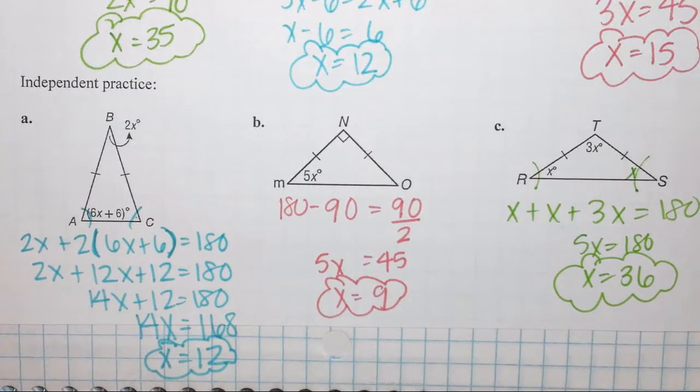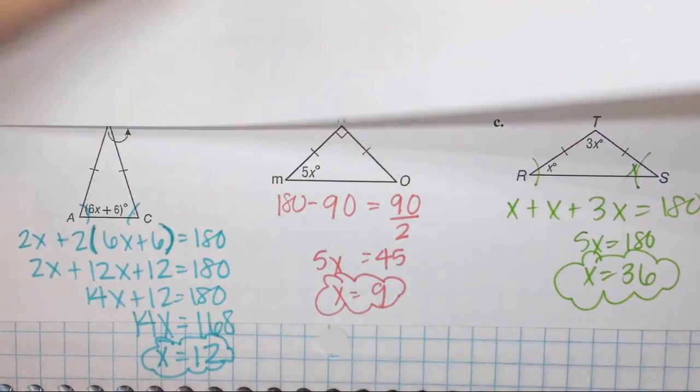Stop. Did you get 36? Fantastic. Let's look at equilateral triangles.